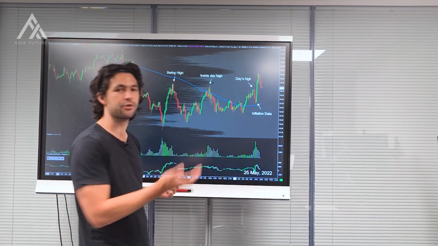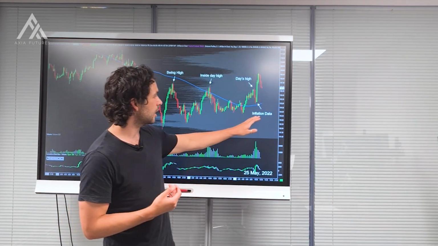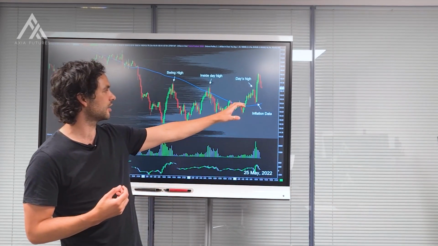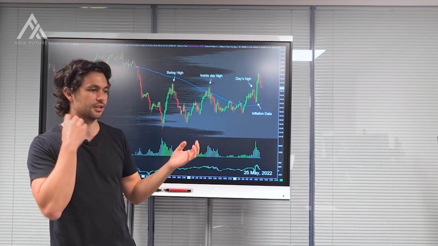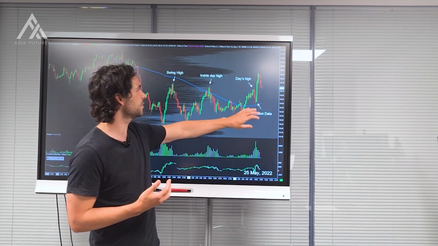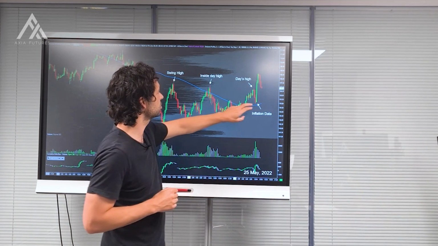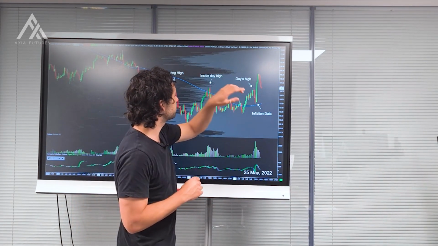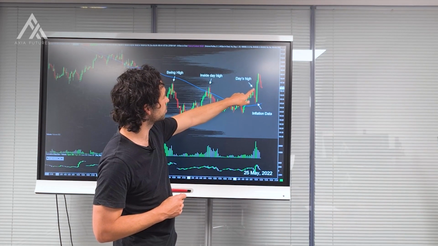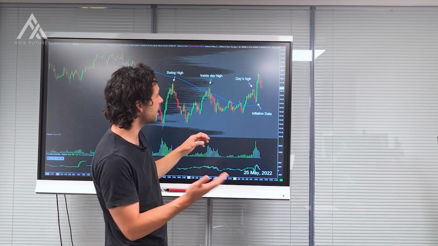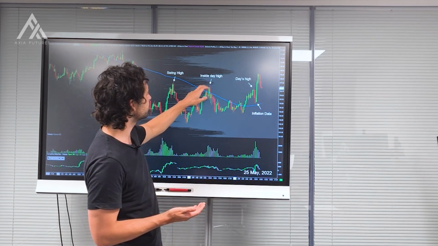The market got a reason to move, and that came from some inflation data, and that was the thing that gave it a push. But it could be anything, right? It just needed a push, and that was the push. And so the pattern I'm looking at is really looking at what's going on between the day's high, the high at the time, and then this inside day high.